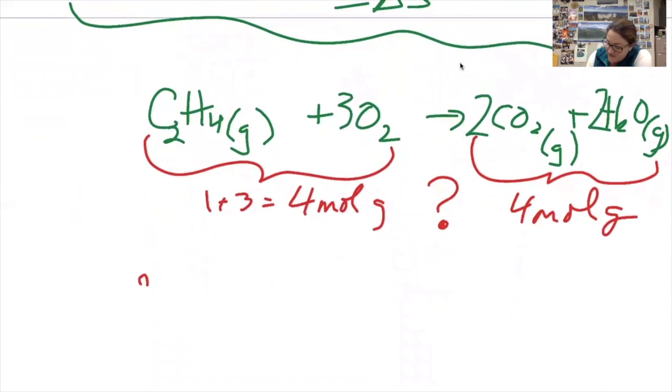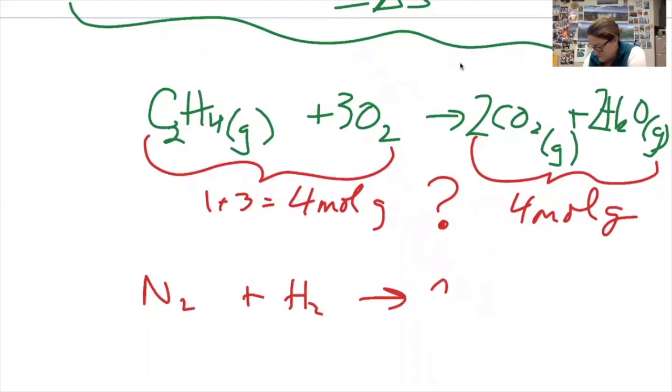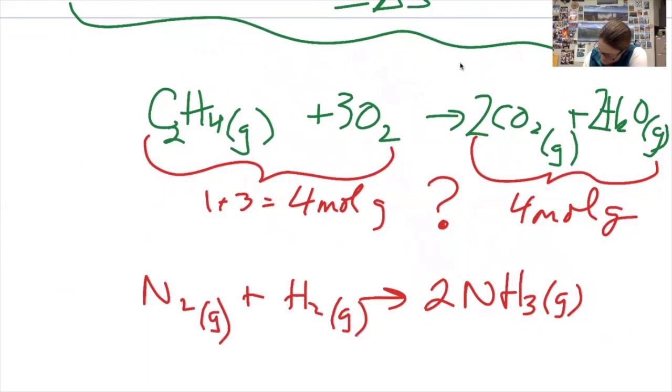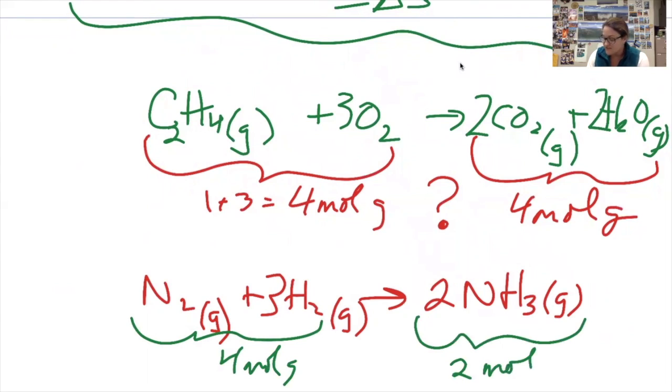But if I had this, and now I added my moles of gas. I have 4 moles of gas here. I have 2 moles of gas here. So since this was a decrease, I would give it a negative delta S value.